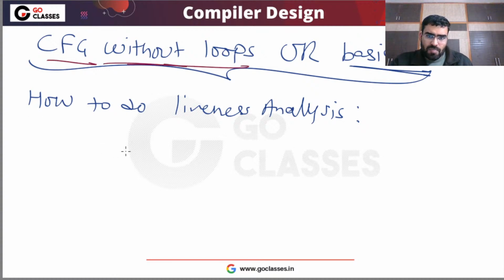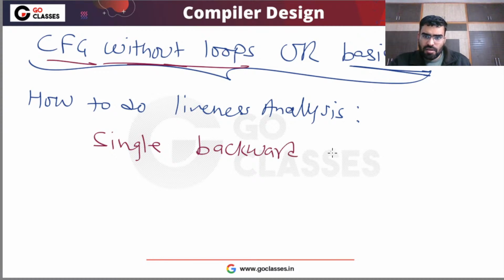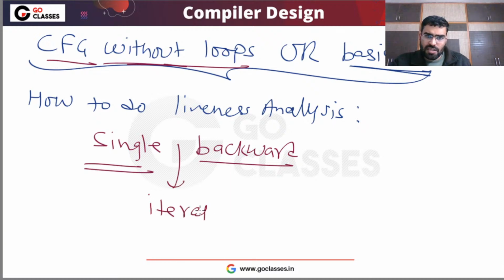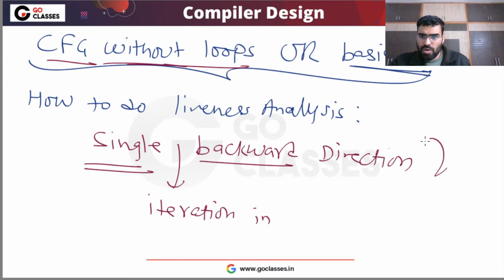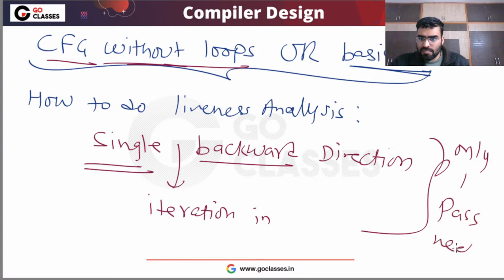Very simple: a single backward propagation, basically. All you have to do is a single iteration in the backward direction. You don't have to do more, only one iteration is needed. You already know, only one pass is needed.